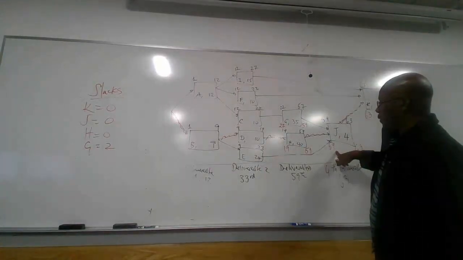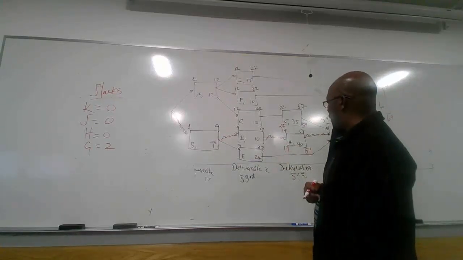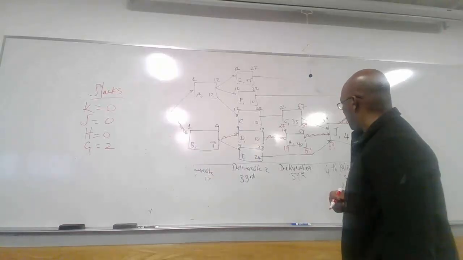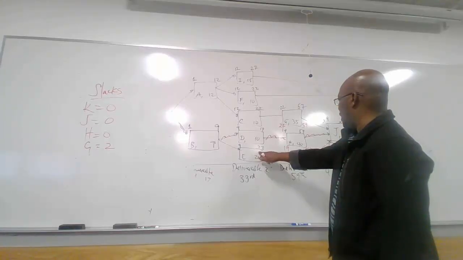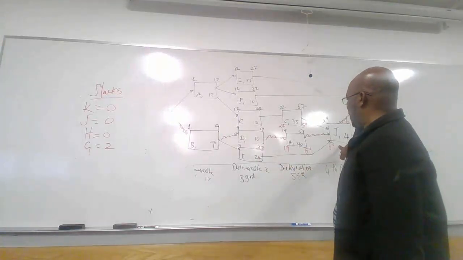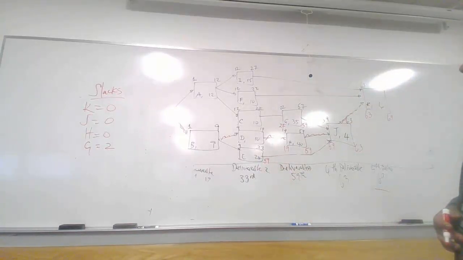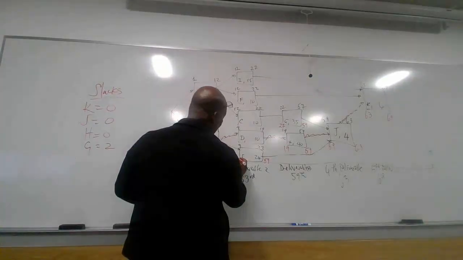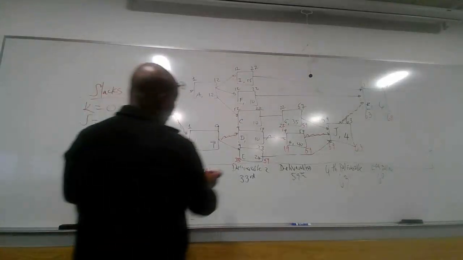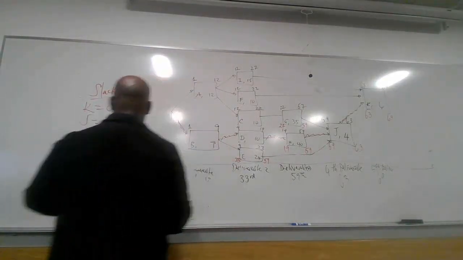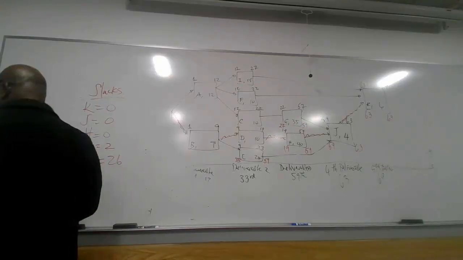J has to start on the 59th, and this one is finishing on 33. So we can delay this activity up to the 59th week. So we can finish this activity up to the 59th. We can start this activity on the 35th. So here we have actually 26 weeks. E will give us 26 weeks.